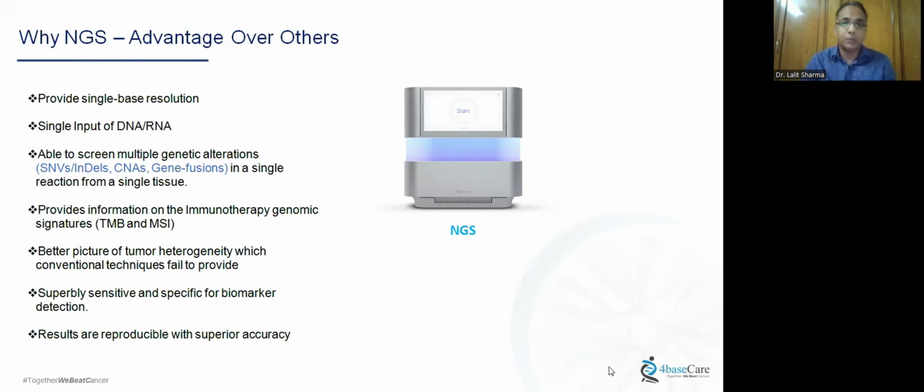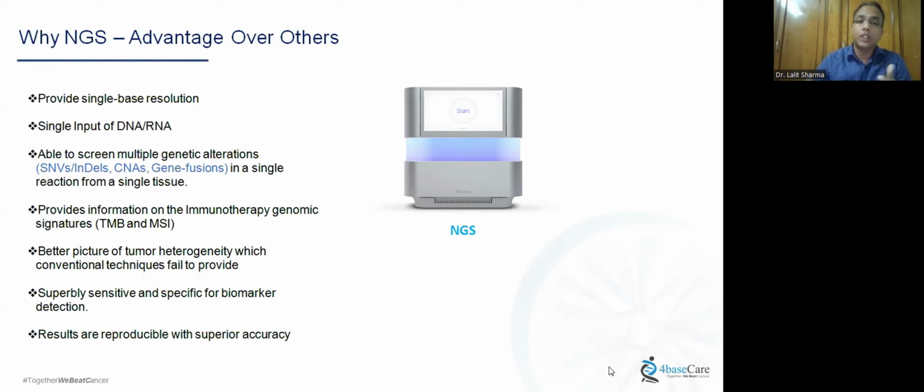Okay, this was negative, maybe let's try another, like we have been doing in MPN reflex panels. If we didn't find any in one region, let's go for the next possible one, or n number of mutations that we know of. We can run it in a single go. So this optimizes the use of tissue also.